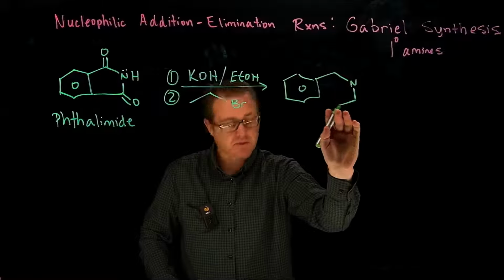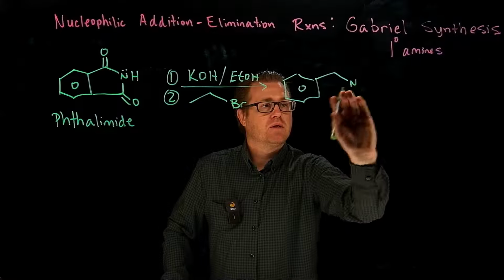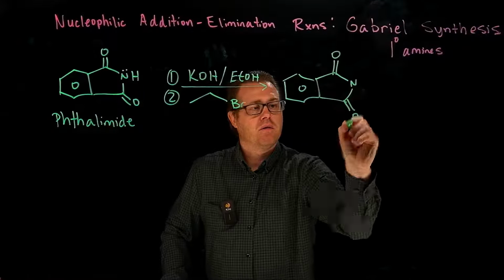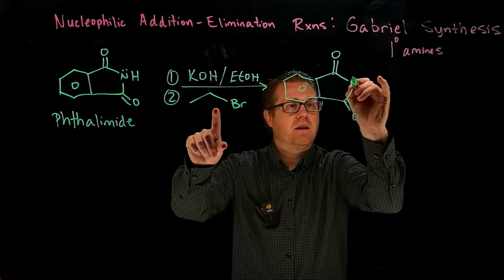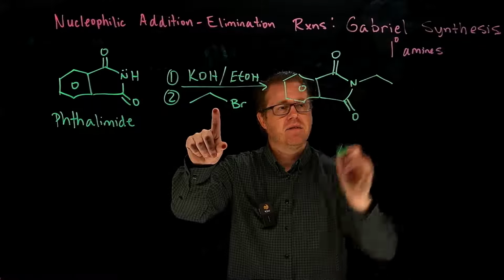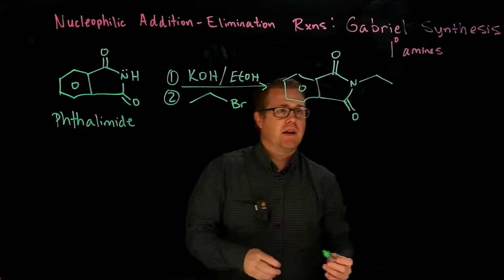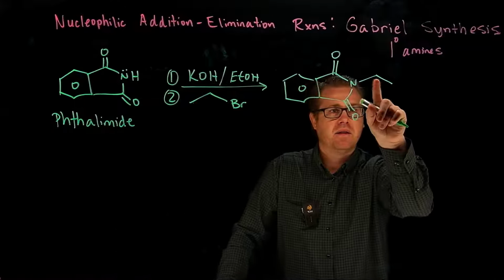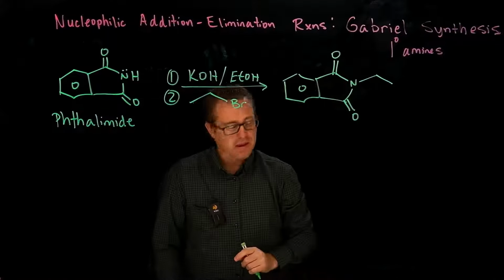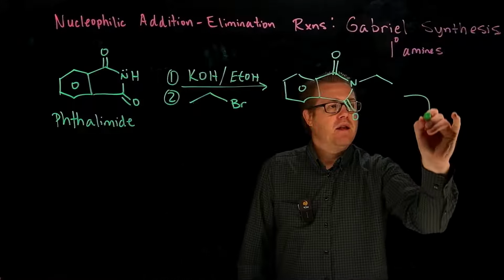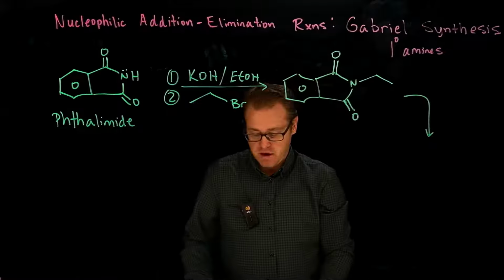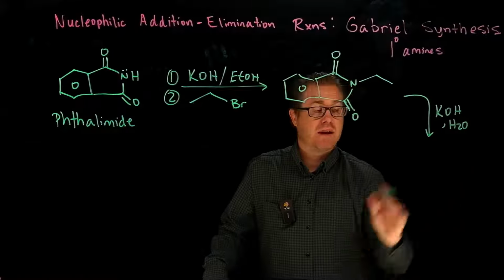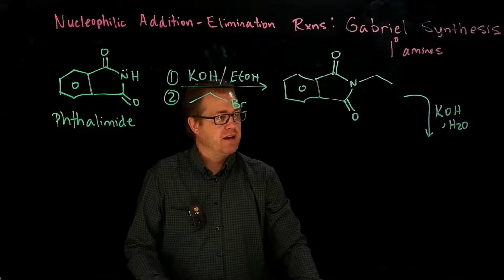Whoops, I'm adding too many carbons here. Let's do it like that. There we go. And can you get an idea of what's happening here? Do you see what I did? The 2 carbons right here in the alkyl halide, I've now added to that nitrogen atom in the amide. And then you treat that product right there with potassium hydroxide and water again.